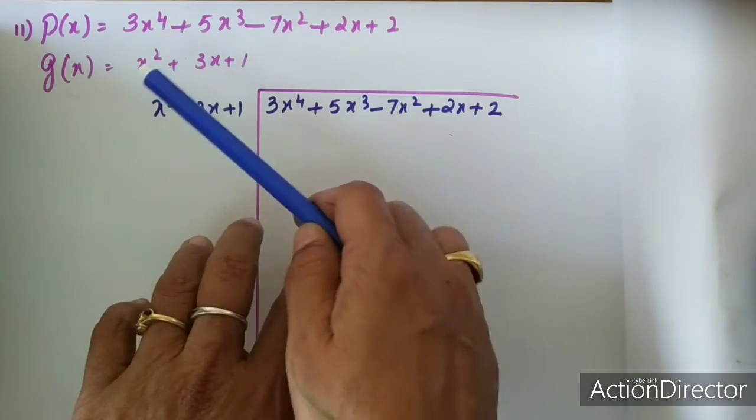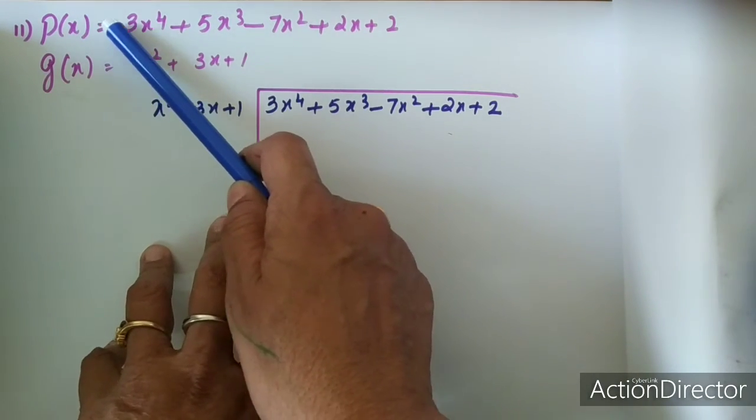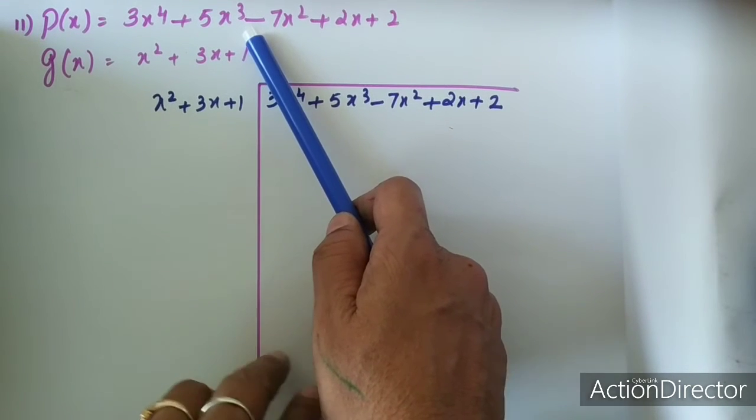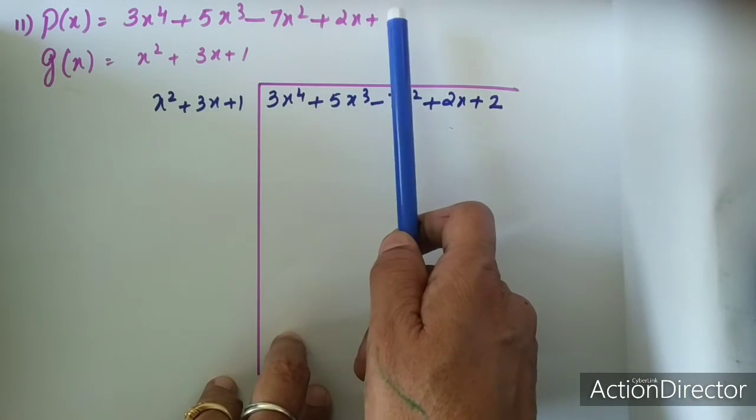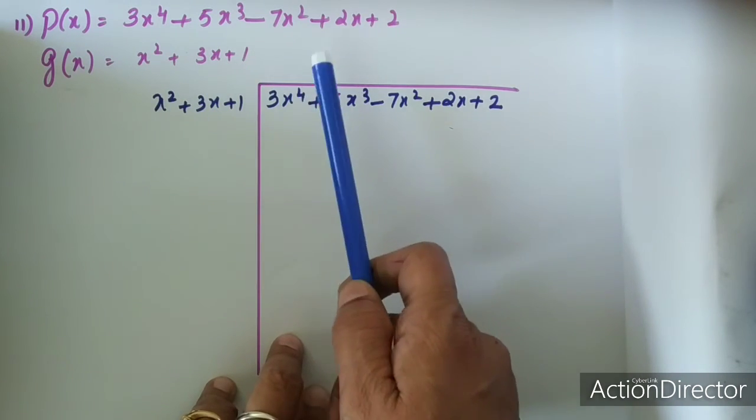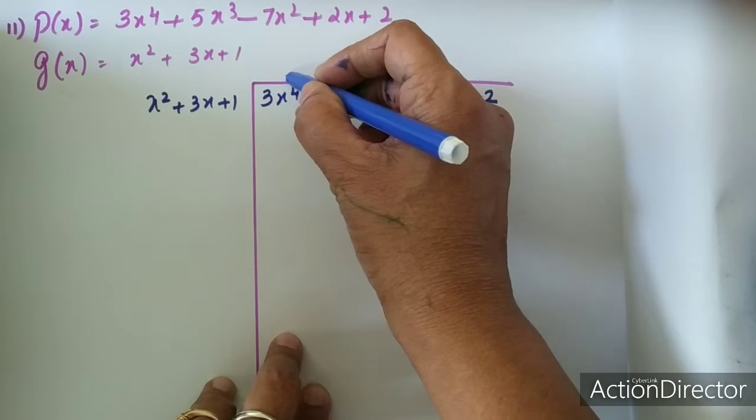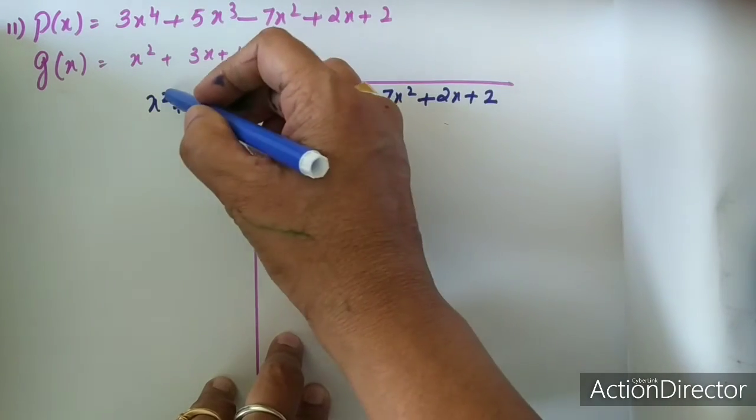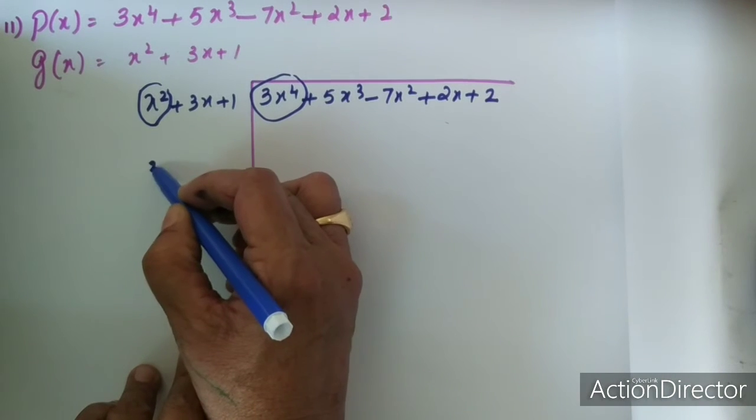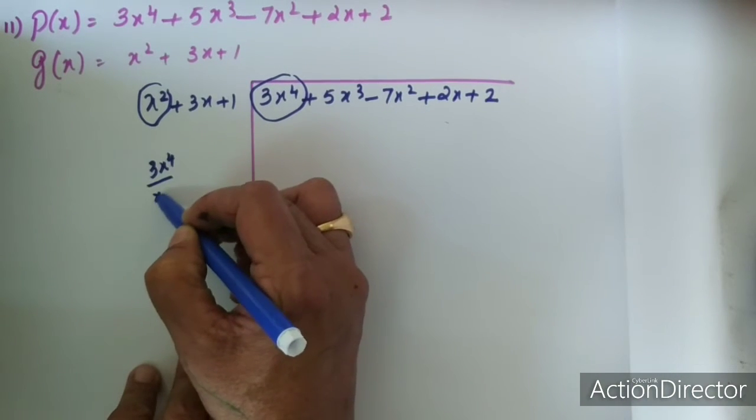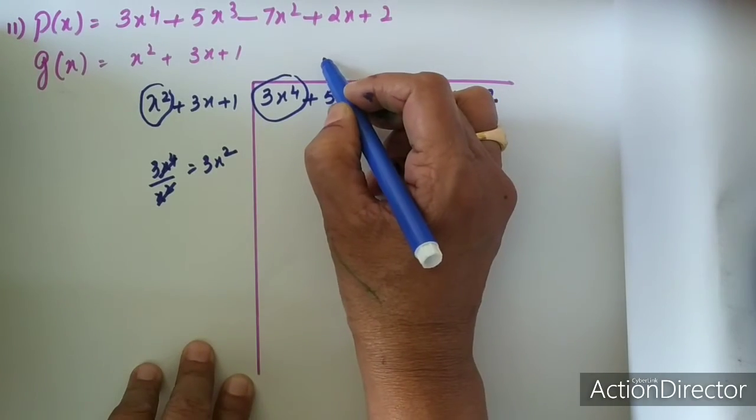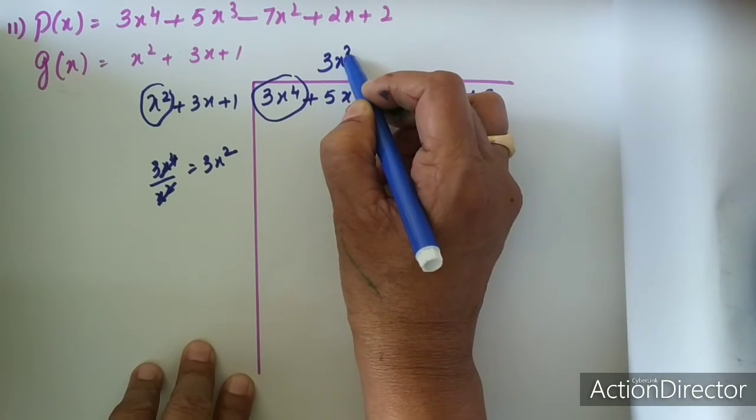Now let us take the second sum of your NCERT, that is P of x is given as 3x power 4 plus 5x cube minus 7x square plus 2x plus 2, and g of x is x square plus 3x plus 1. Let us divide. So as we said, we circle the first term of the dividend and the first term of the divisor. So 3x power 4 divided by x square is equal to 3x square. So my first term in the quotient will be 3x square.